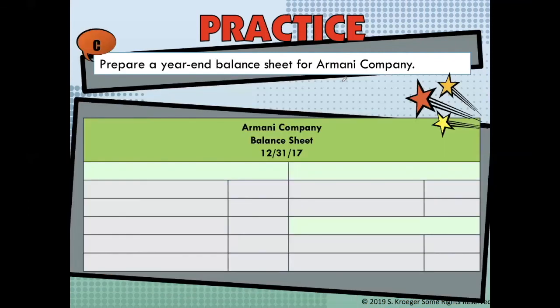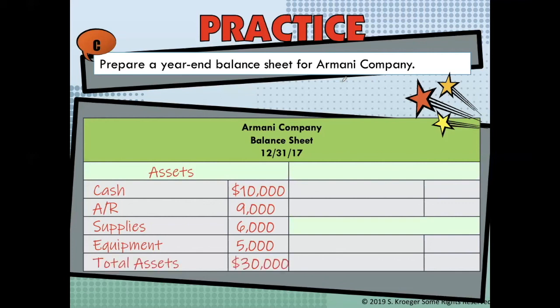First, let's begin by filling out the left-hand side, which are the assets. We'll put assets in as our category heading and list all those assets that I had circled. Cash of $10,000, accounts receivable of $9,000, supplies of $6,000, and equipment of $5,000. Total this up for our total assets of 30,000. Remember, the right-hand side needs to equal this as well, or we're doing something wrong.